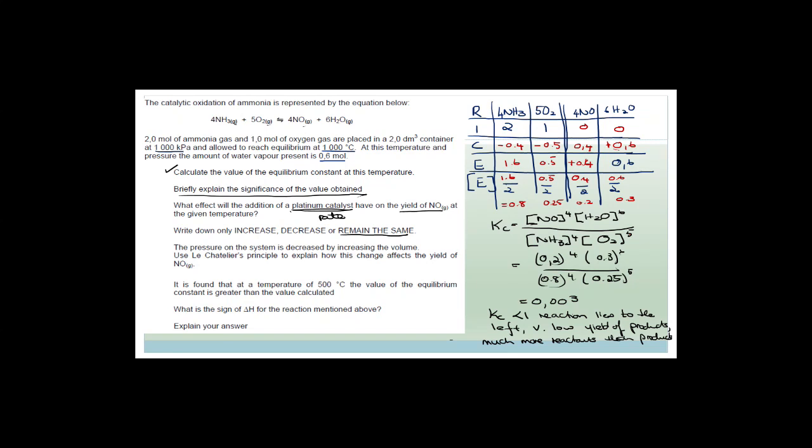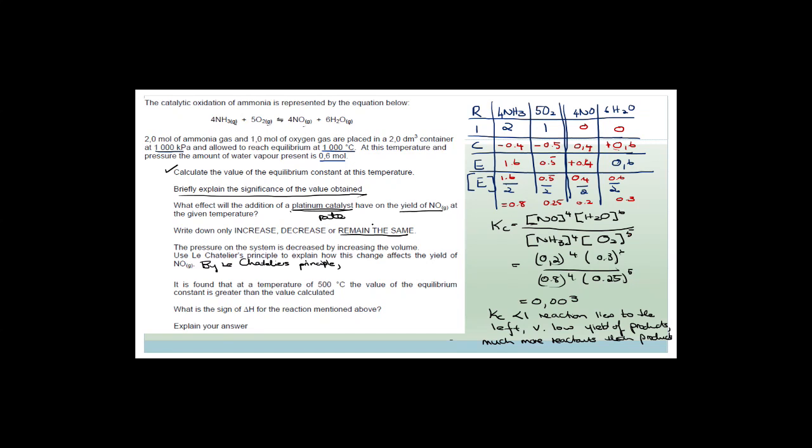Okay, now it says, the pressure of the system is decreased by increasing the volume. Use Le Chatelier's principle to explain how this change affects the yield of NO. Okay, grade 12s, remember what I said to you, it doesn't matter that they've said use Le Chatelier's principle. Your answer will include the following: by Le Chatelier's principle, comma. Now, let me explain something to you. You need to include that, okay? By including that, you don't necessarily get a mark, but if you don't include that, then there's a chance you will lose a mark because you haven't said by Le Chatelier's principle, okay?